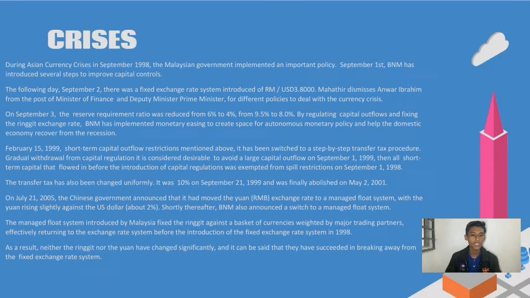During the Asian currency crisis in September 1998, the Malaysian government implemented an important policy. On 1st September, BNM introduced several steps to improve capital control. The following day, on 2nd September, a fixed exchange rate system of RM3.8 to the US dollar was introduced.